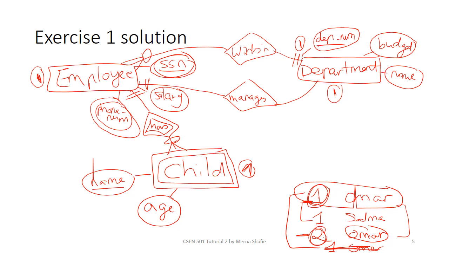Now, an employee can manage how many departments? In general, they manage at maximum one department. So if they are a manager, they manage one department. If they are not a manager, any other employee manages zero departments. So if we take any employee and ask ourselves how many departments they manage at maximum, it will be 1 if they are a manager, and 0 if they don't manage. So it's 1 or 0. So this is the ERD of this exercise, having the weak entity of the child.